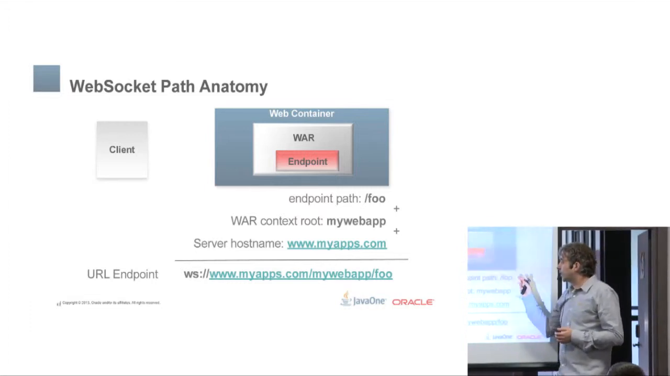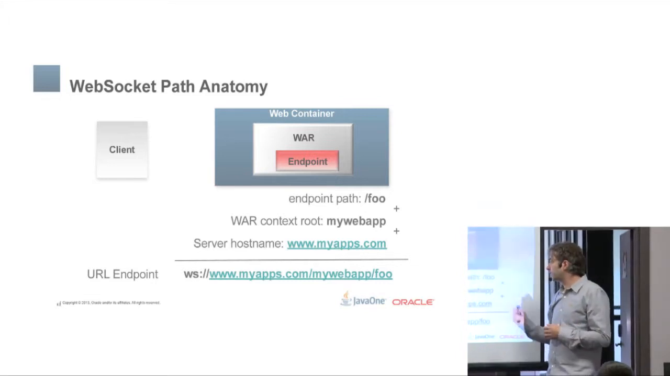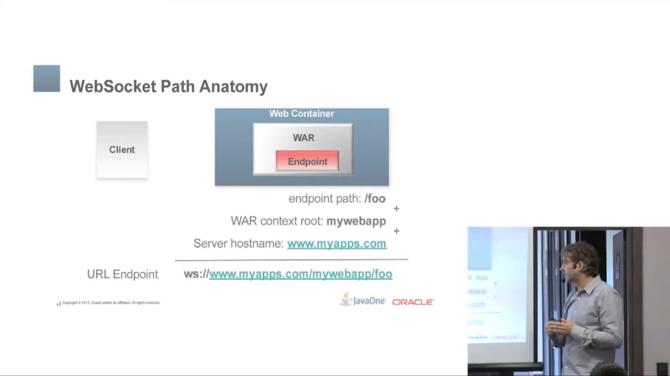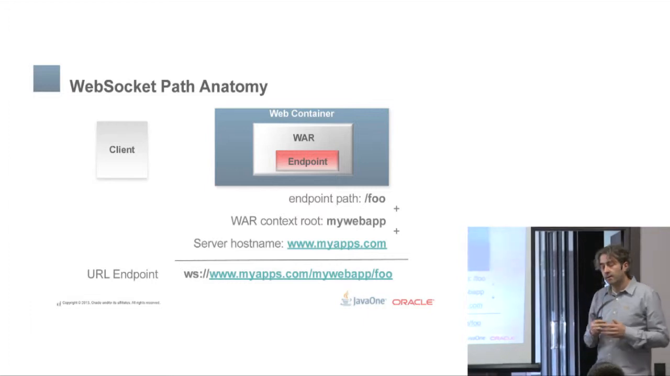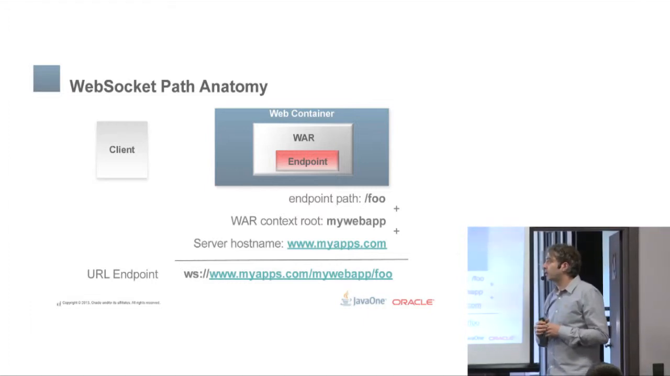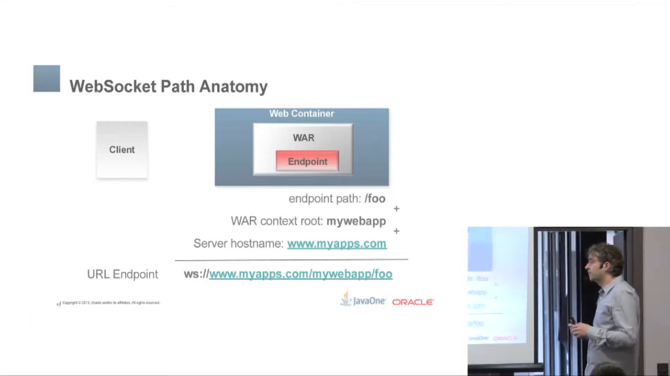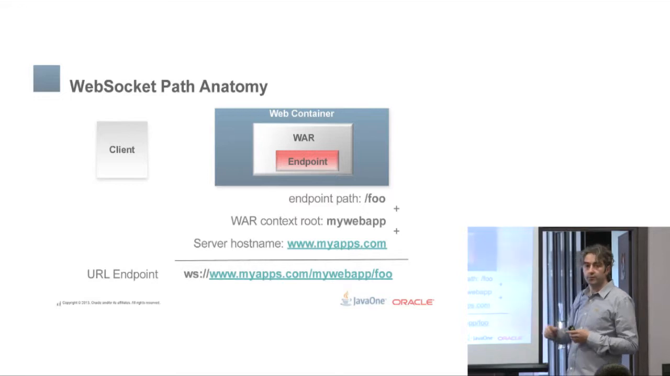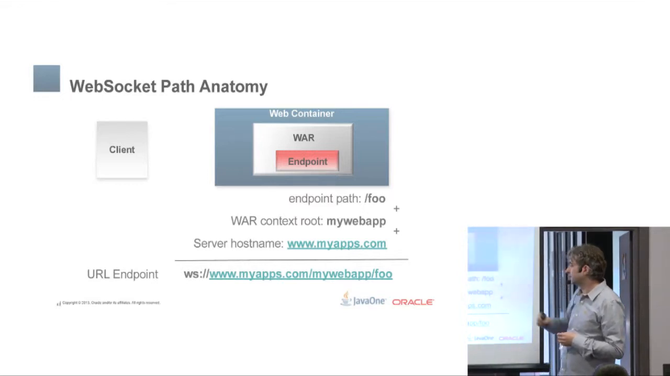So remember that whenever we're defining a server endpoint, we have to specify a URI. That was chat, I believe, in my first sample. In this case, it's foo. But that endpoint will be deployed within a WAR. So the actual path will be made, obviously, of that URI, but also the web context of the WAR itself. So the path will be my web app / foo.